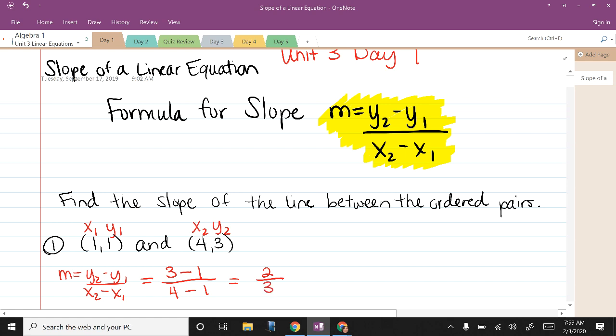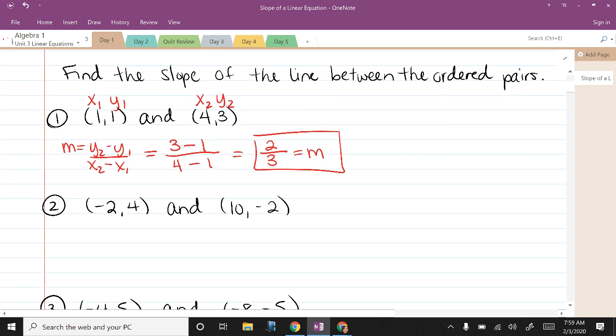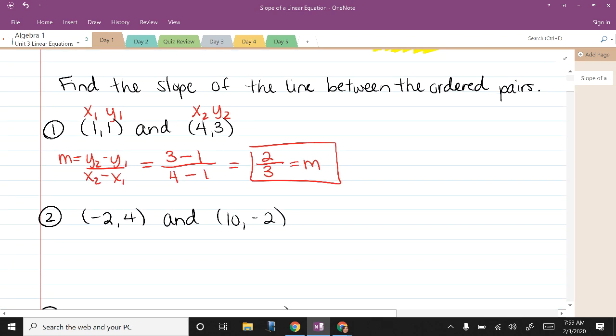And then your last thing is make sure your fraction is simplified. Is 2/3 a simplified fraction? Yes, then you say equals m, and there's your slope. So this line has a positive slope between (1, 1) and (4, 3). All right, that's it. Then they start throwing negatives at us. That's no big deal to us, right?